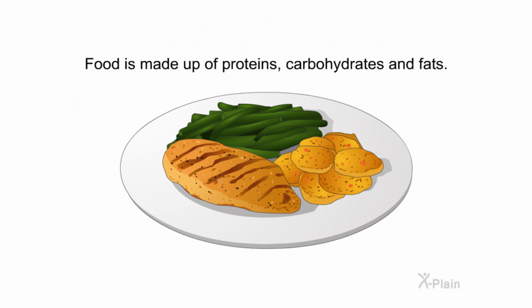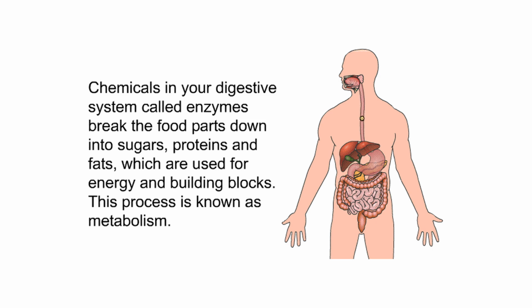Metabolism. Food is made up of proteins, carbohydrates, and fats. Chemicals in your digestive system, called enzymes, break the food parts down into sugars, proteins, and fats, which are used for energy and building blocks. This process is known as metabolism.